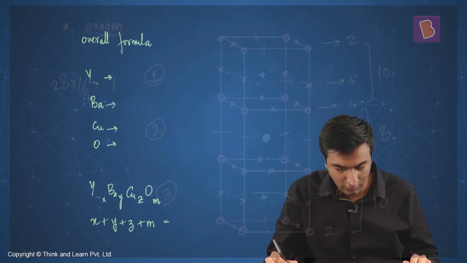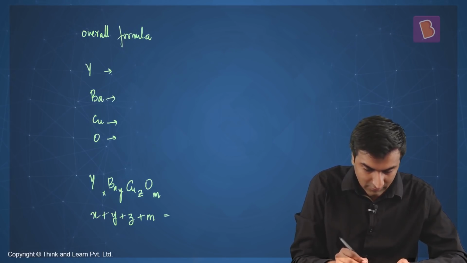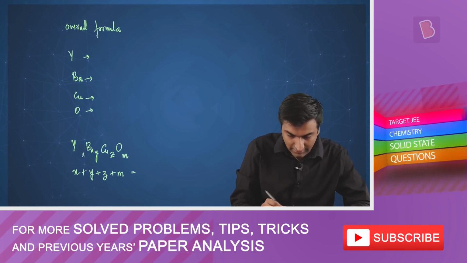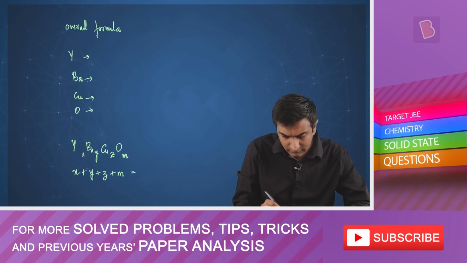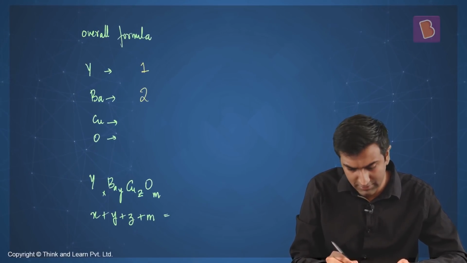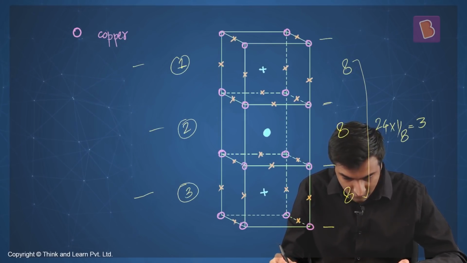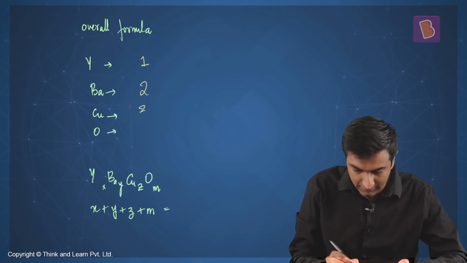All I need to do is get the overall formula now. How much of yttrium do I have? The symbol of yttrium is Y. Let's check. I think it's Y. All right. So this is basically 1. Barium was 2. Copper was how many? Let's scroll back up. How much of copper did we have? Copper was 3 and oxygen was 7. Okay. Copper was 3, oxygen 7.